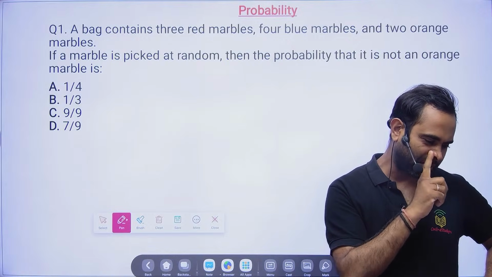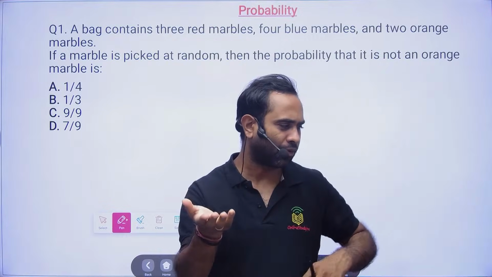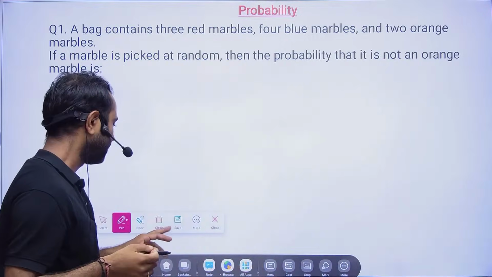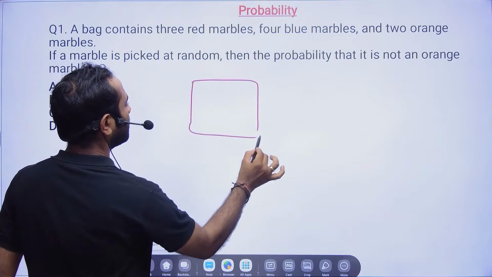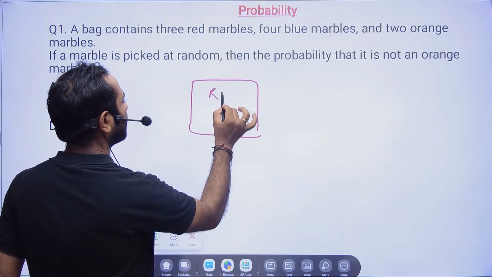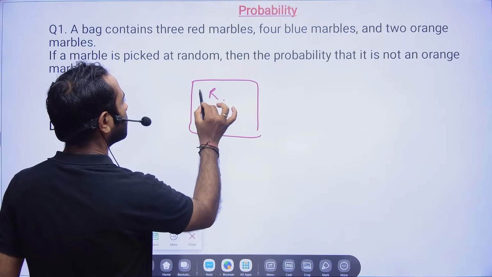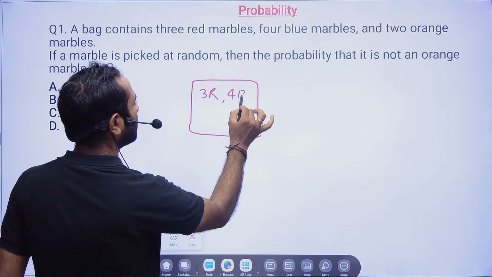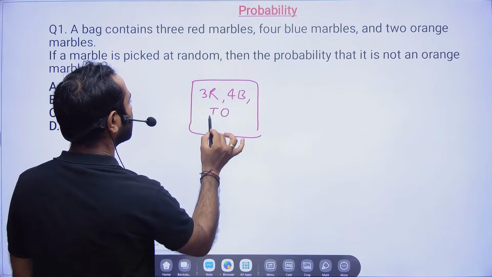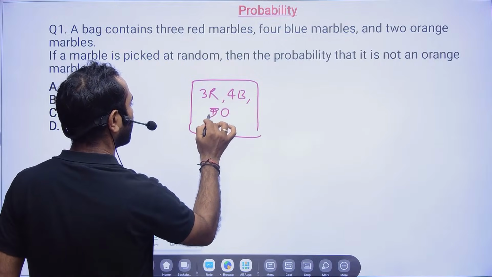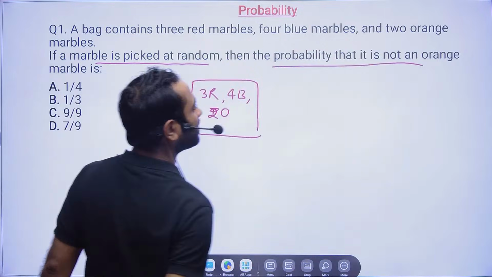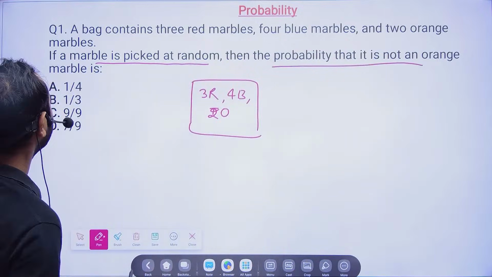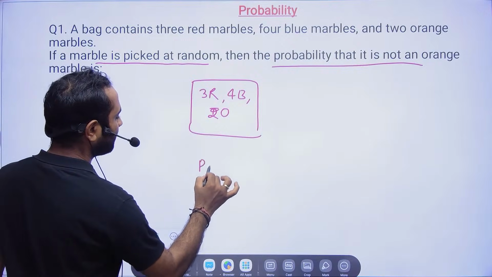7 by 9, very good. See, you guys were telling that you don't know and now you are solving left and right. See, a bag contains 3 red marbles, 4 blue marbles, and 2 orange marbles. If a marble is picked at random, then the probability that it is not an orange marble is... The probability will be equal to what?